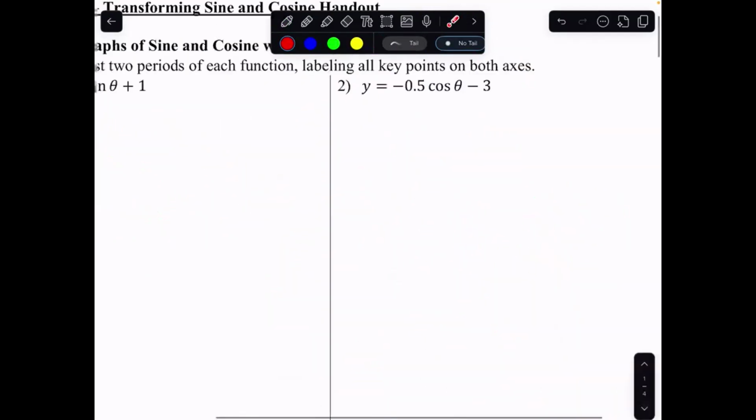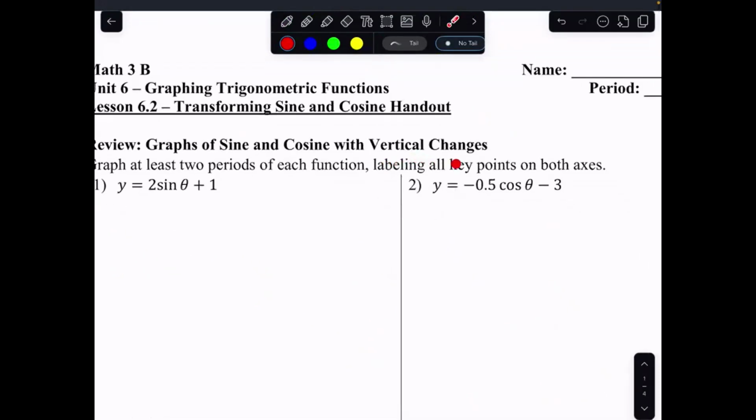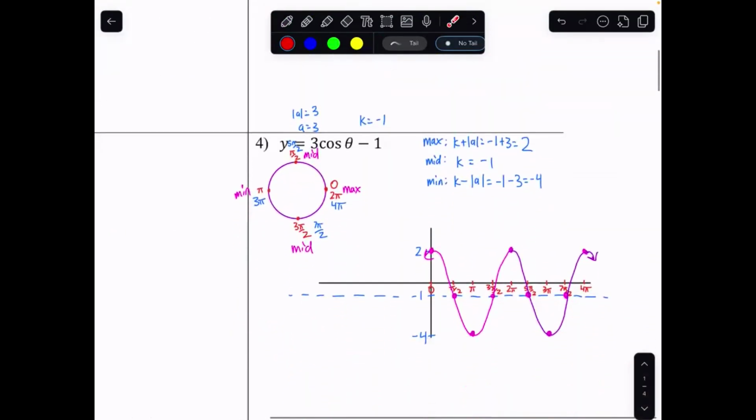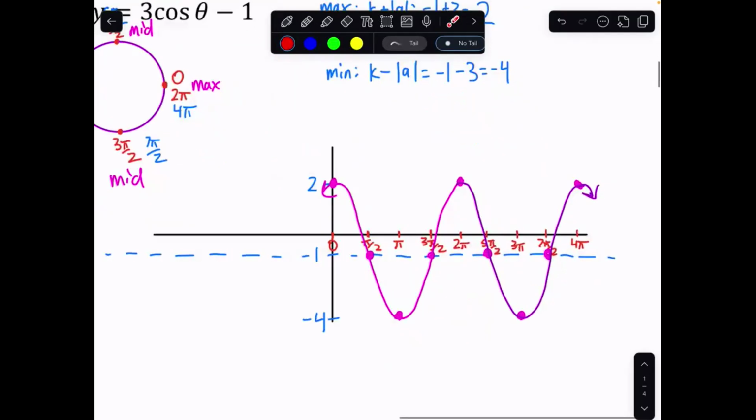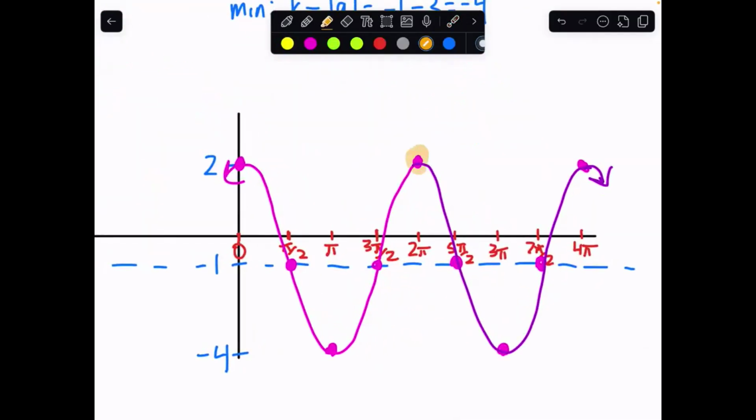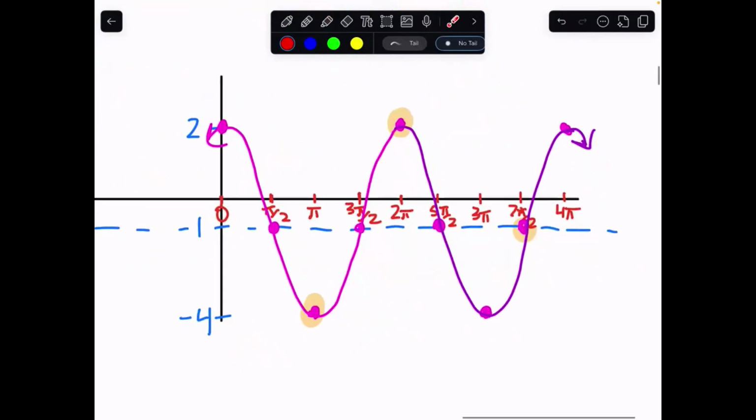Okay, and so when I say labeling all key points on both axes, the key points are midline points, maximums, and minimums. For example, this maximum right here, I can see its angle is 2 pi and its y value is 2. This minimum, I can see its angle is pi, its y value is -4. This midline point over here, I can see its angle is 7 pi over 2, its y value is -1.